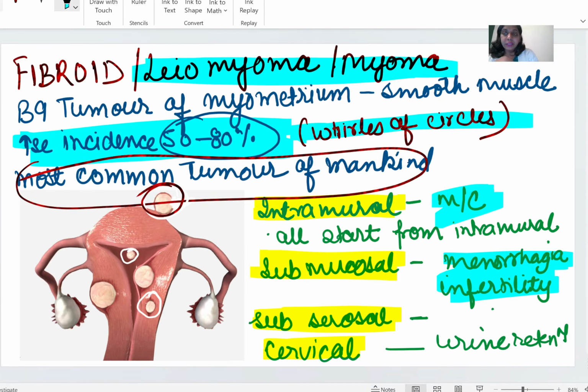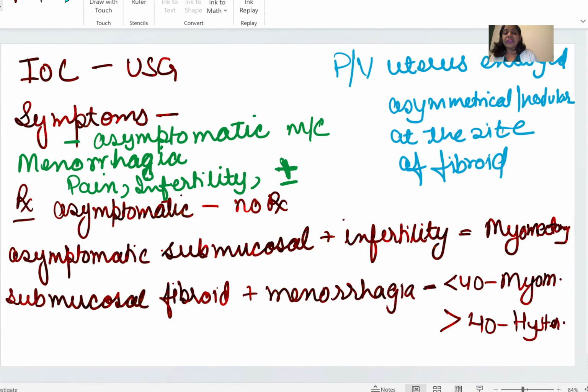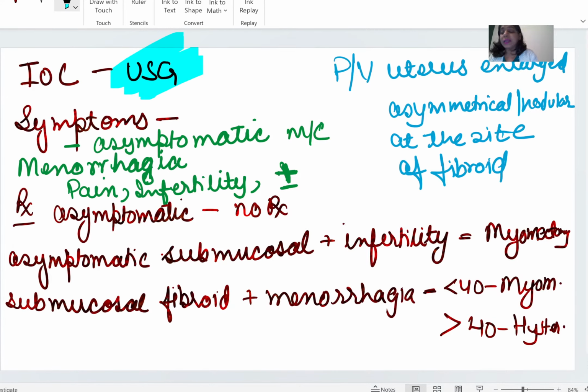fibroids, here it is not written, they are most common to calcify. Okay, and cervical fibroid, the one fibroid which is present on the cervix, last time you all did it wrong in the quiz. The cervical fibroid causes urine retention. Okay, now what is the investigation of choice? The investigation of choice is ultrasound.